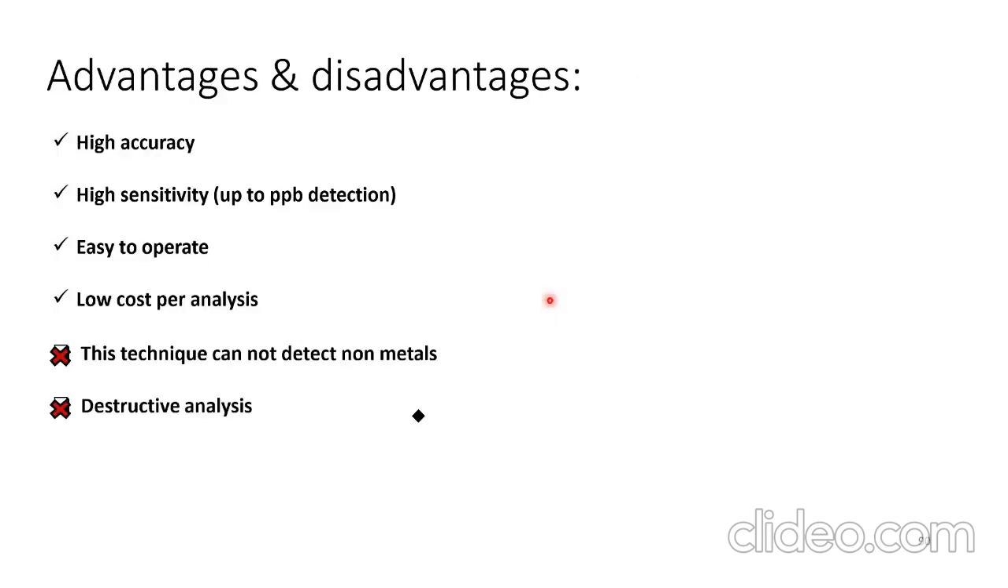And advantages and disadvantages. It gives a very high accuracy and high sensitivity. It is a very sensitive technique which can give signals down to the ppb level, that is parts per billion level, and it is easy to operate and it does not cost much in terms of the analysis. The instrumentation is costly, but the analysis is not that costly. This technique does not detect non-metals. That is a drawback, and it is a destructive analysis because the material is getting burned, so it is heated up and getting atomized. So it is a destructive technique.